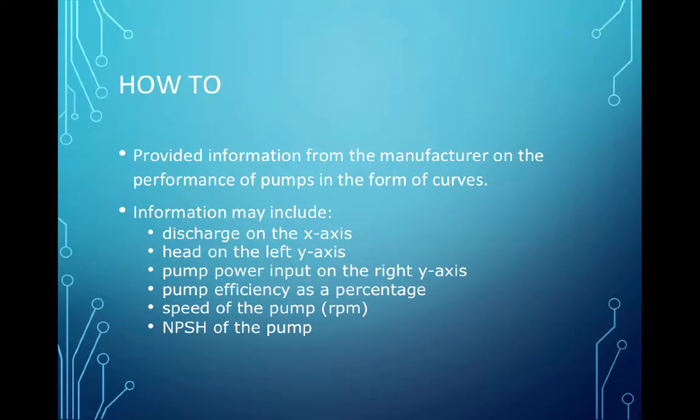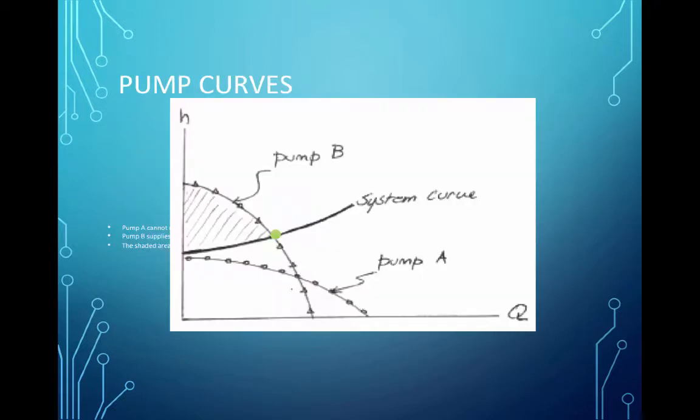So once we have the information from the manufacturer's curve, we would overlay the pump curve on the system curve and find the operating point. In this diagram, the operating point is this green circle. In this case, we're comparing two pumps, Pump A and Pump B. Pump A, for this particular system curve, can't produce enough head at any flow rate, so it's not a good choice at all. Pump B has its matching point right there, so that's where it wants to operate.